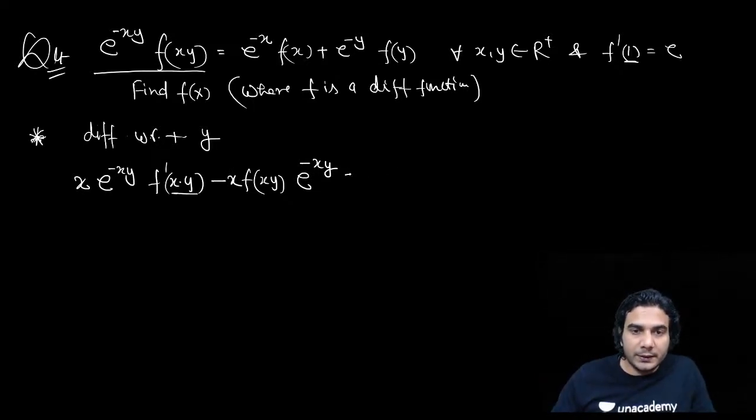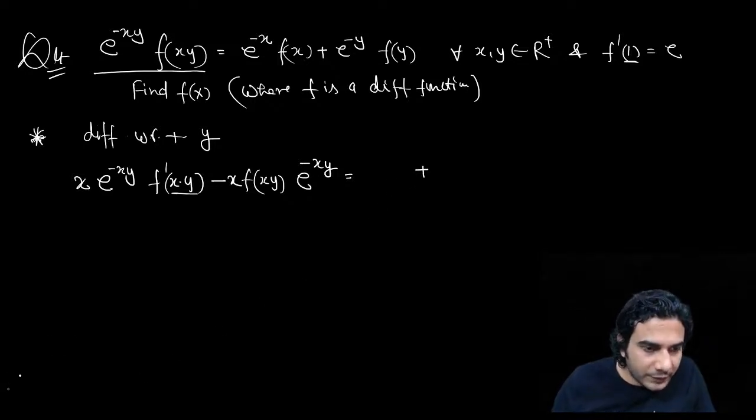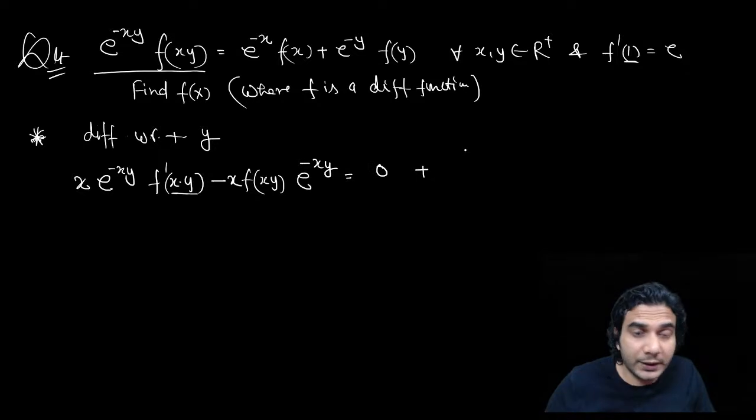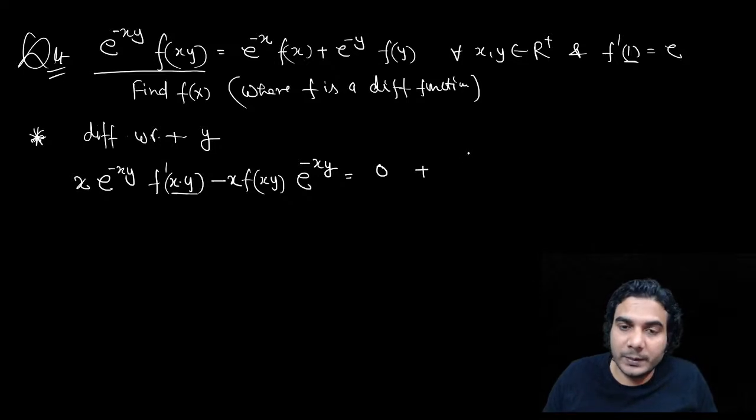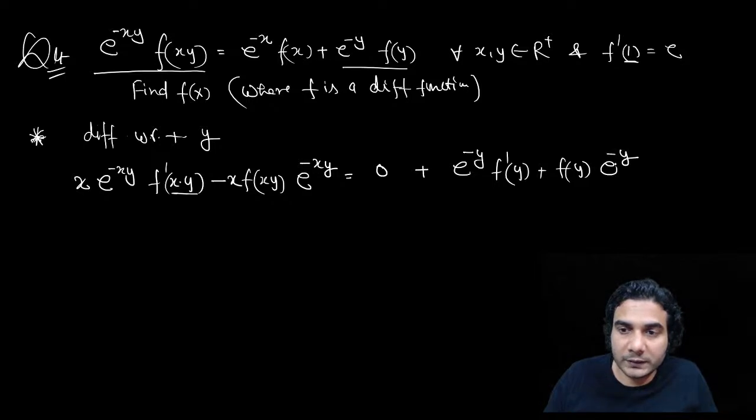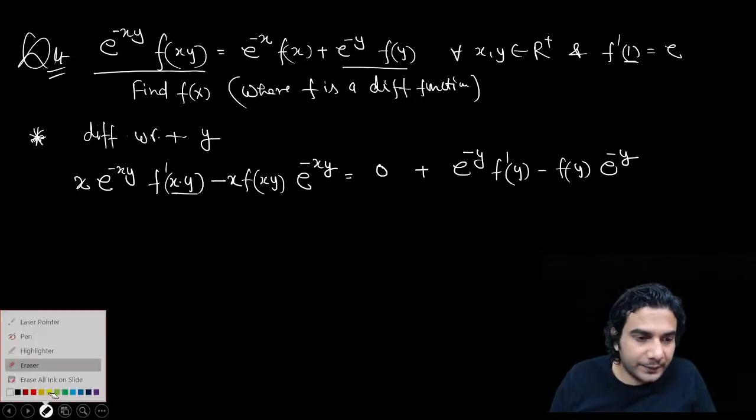So now the right hand side is going to be e raised to minus x, okay, this is going to be 0 because there's no term of y. So plus, this is completely 0 because all terms are functions of x and x is a constant with respect to y. So differentiation of this with respect to y will be 0. Now we'll differentiate this. So e raised to minus y into f dash y plus f of y, e raised to minus y, differentiation of e raised to minus y is e raised to minus y into differentiation of minus y, which is minus 1. Okay.